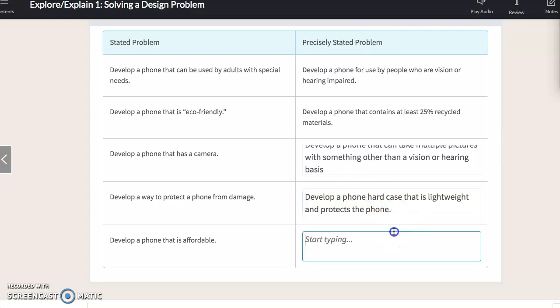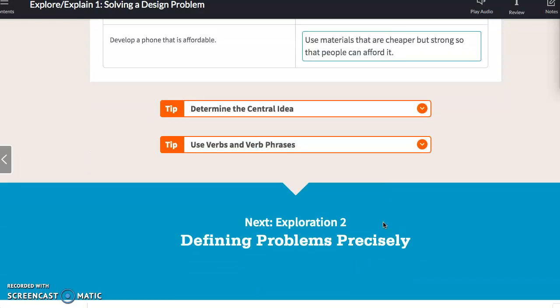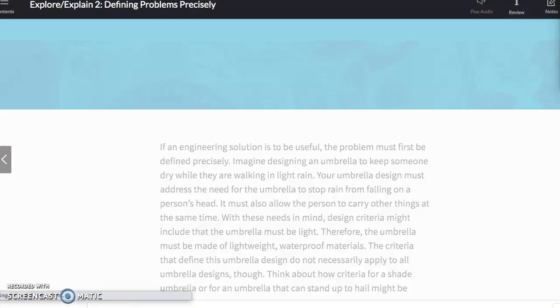Develop a phone that is affordable. How can we make it cheaper? Use materials that are cheaper but strong so that people can afford it. There we go. Now we're going to go on to exploration 2.